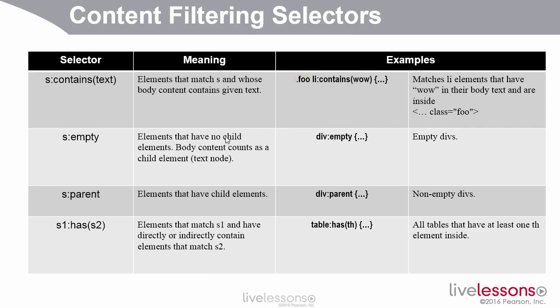You can check for empty elements, elements that don't have any body content. You can say, find the parent. Parent means the enclosing tag. This is actually quite useful when you get to tables and table cells. You often look for something in a particular table cell, but then you color the row that contains it. So div colon parent means this div is a parent. It contains something. It's not empty.